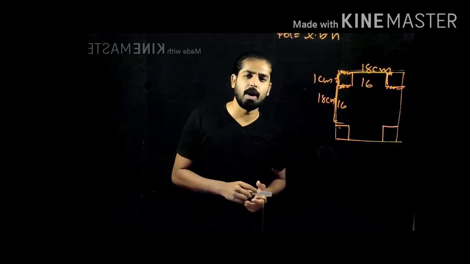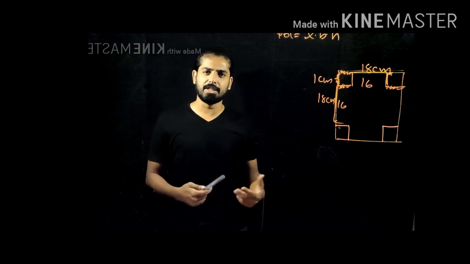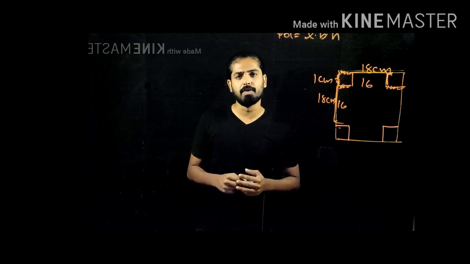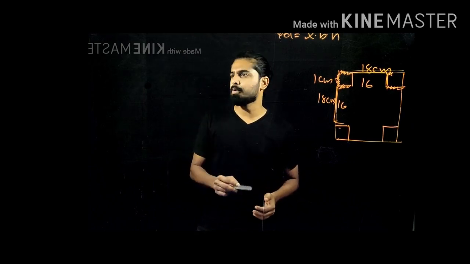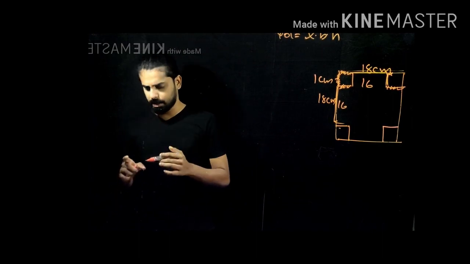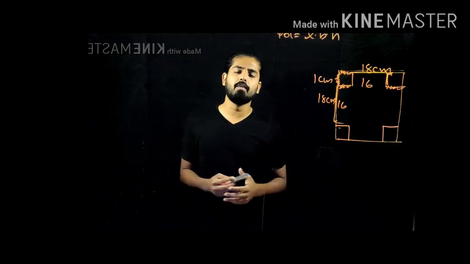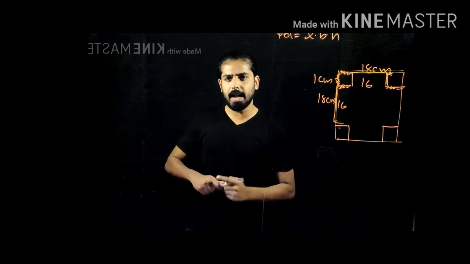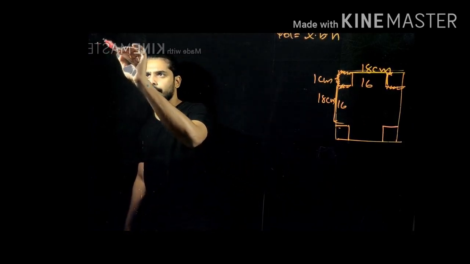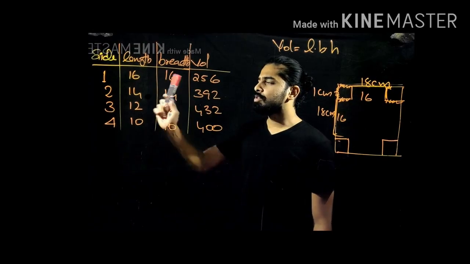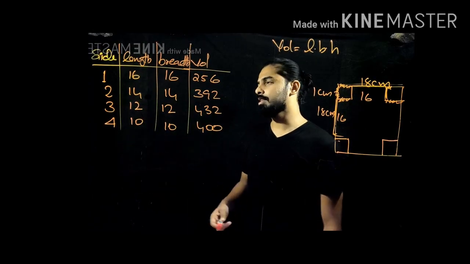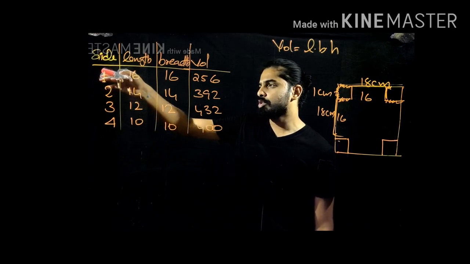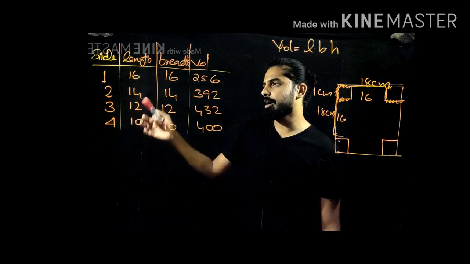Suppose I am cutting a square of 2 centimeter, the volume will change. The volume may increase from 256 or it may decrease from 256. Let's see what will happen. For that I am drawing a table here, and let us find what will be the volume at 1, at 2, at 3. This table shows the volume when the side of the square is 1, 2, 3 and 4 centimeter.